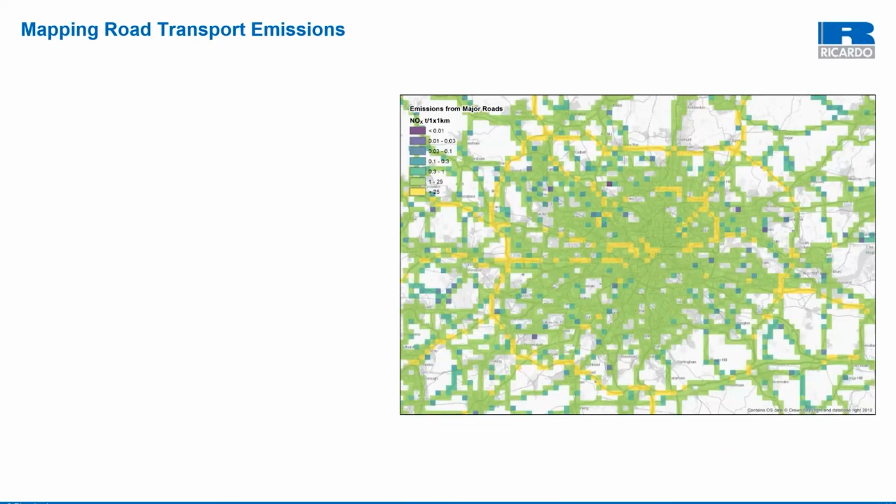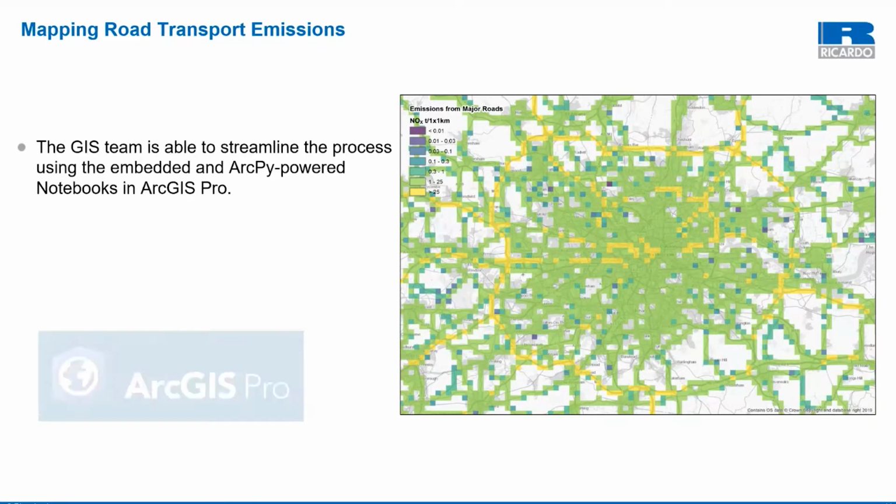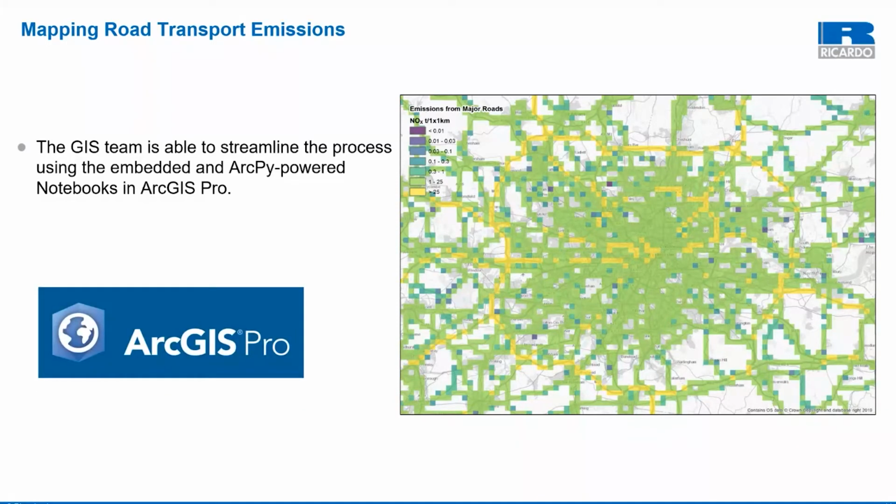And this is the final output, which is the 1 by 1 kilometer grids of the road transport sector and subsector of the major roads, showing the NOx emissions, where we can clearly see the M25 ring road of London in the map. But yes, let's dive into it and start sharing my screen for the demonstration.